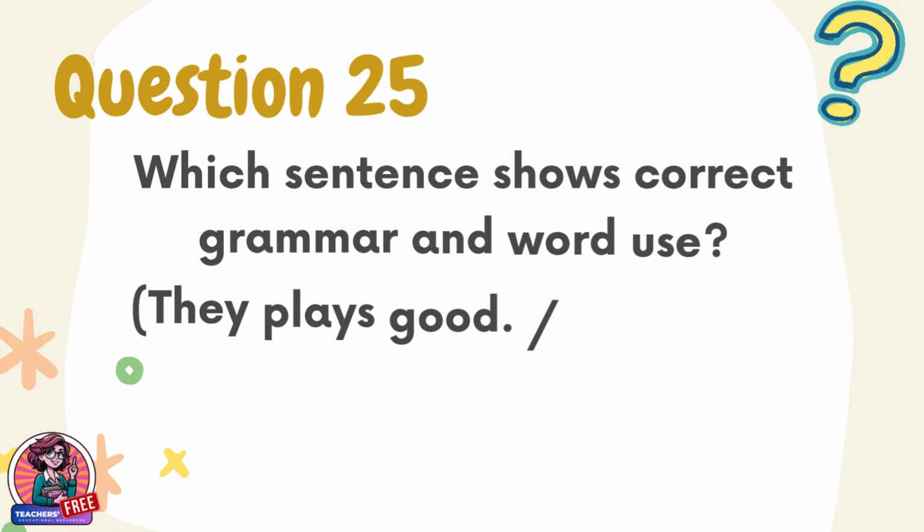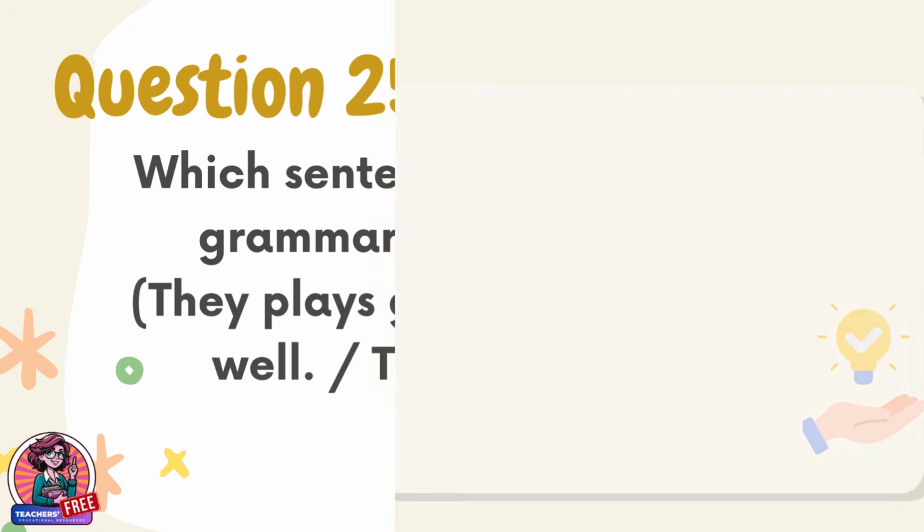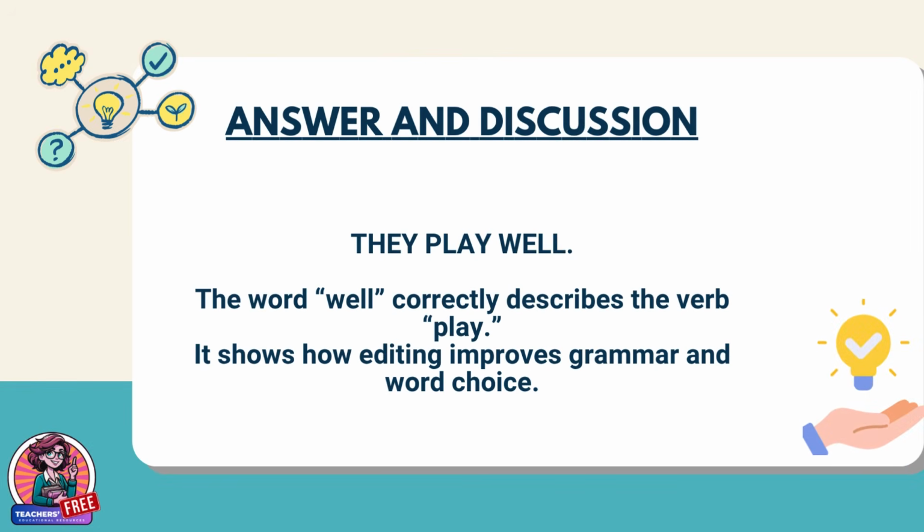Question 25. Which sentence shows correct grammar and word use? They plays good. They plays well. They play well. Answer: they play well. The word well correctly describes the verb play. It shows how editing improves grammar and word choice.